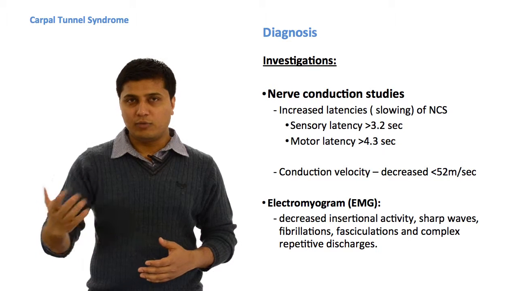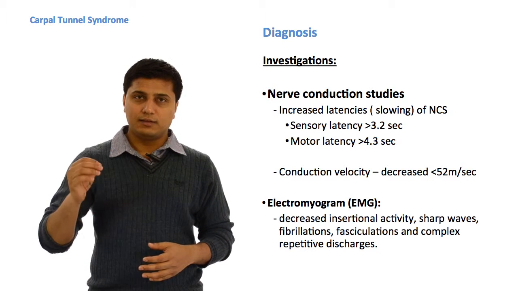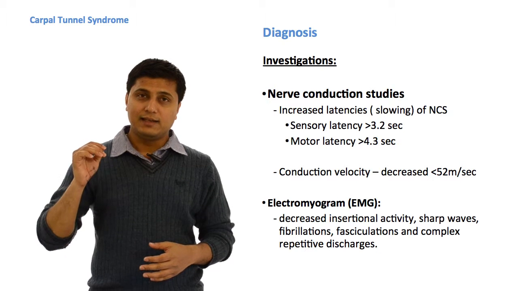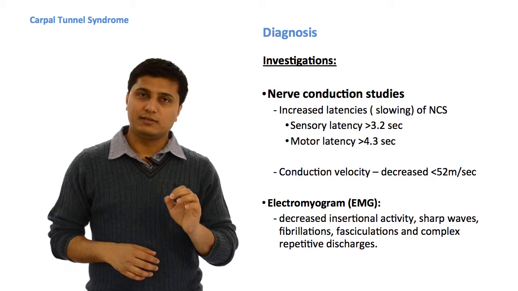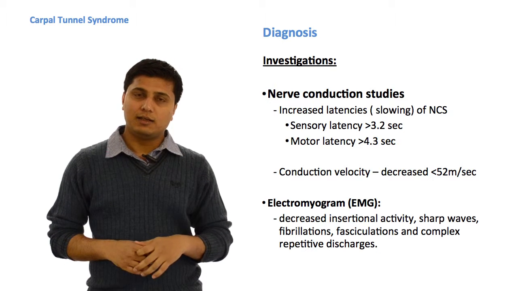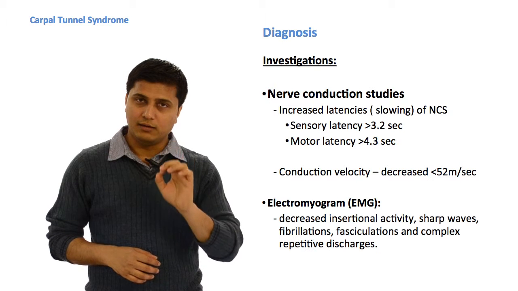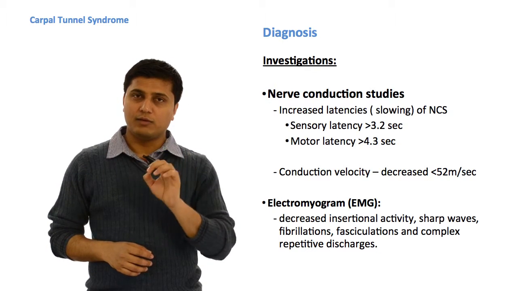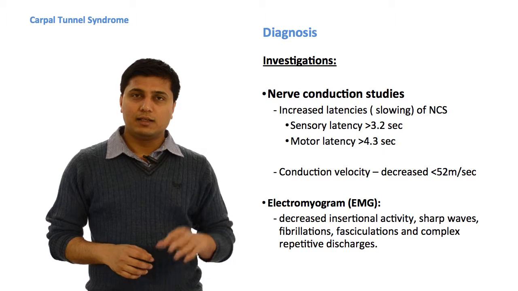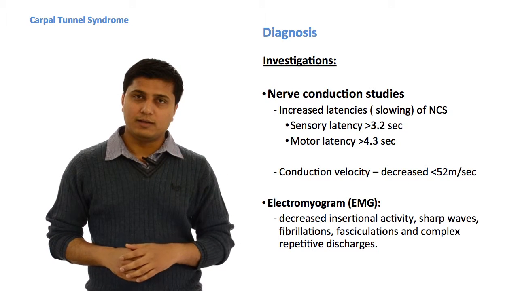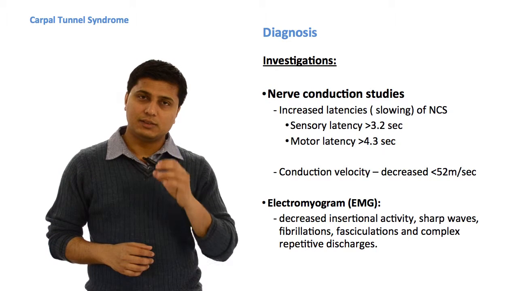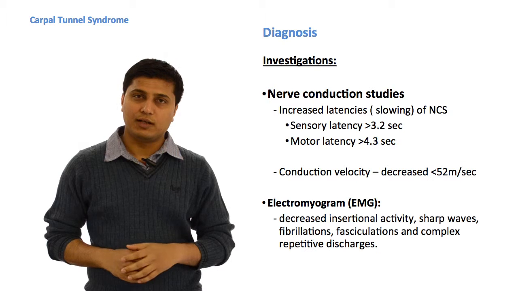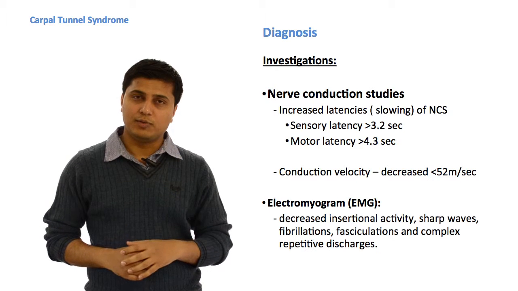If you look into the report of nerve conduction studies, the specific thing you look for is any increased latency. In carpal tunnel syndrome, there is a sensory latency of more than 3.2 milliseconds, and a motor latency of more than 4.3 milliseconds, and conduction velocity is decreased as well. If you look into the EMG report, you have to look for fibrillations, fasciculations, sharp waves, decreased insertional activity, as well as complex repetitive discharges.